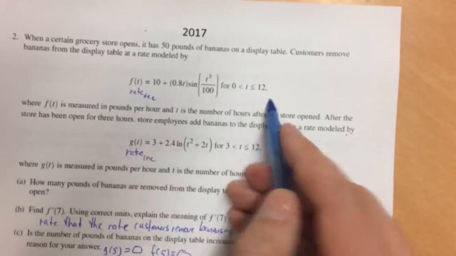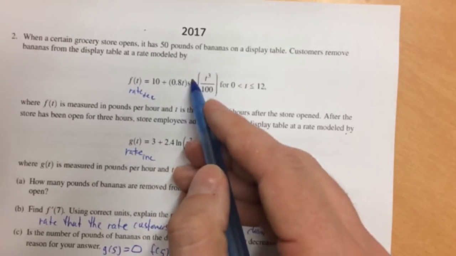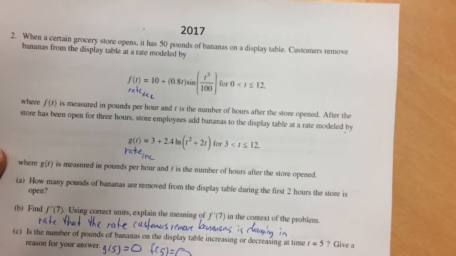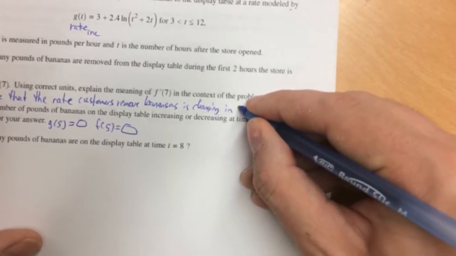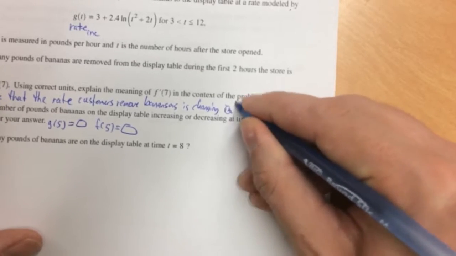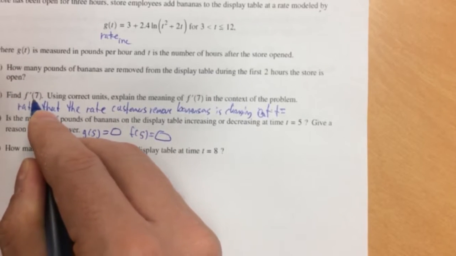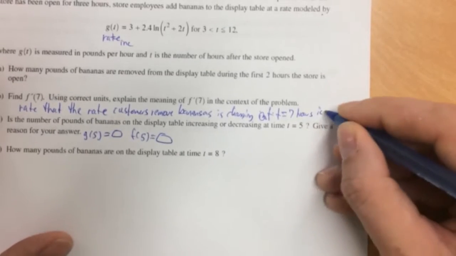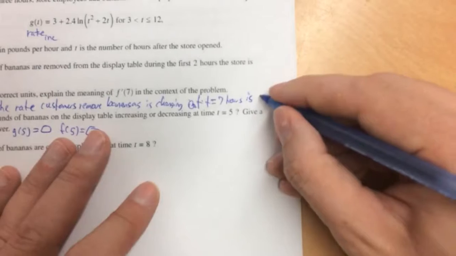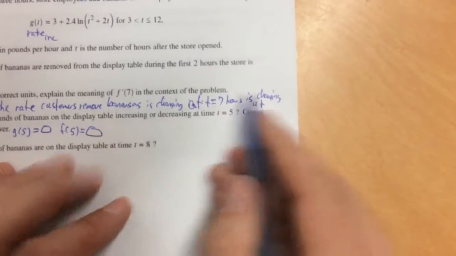Here we would just plug this into our calculator and see what the derivative is. You can use the derivative button on your calculator to find it. It's the rate that the rate is changing at t equals, and when it says units, we need units for every number, so we need units for this 7, and that's a time, and it's measured in hours. And we would say changing, and we would want to know if it's increasing or decreasing.